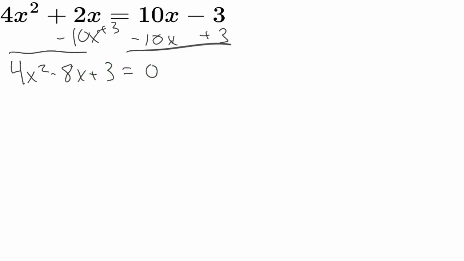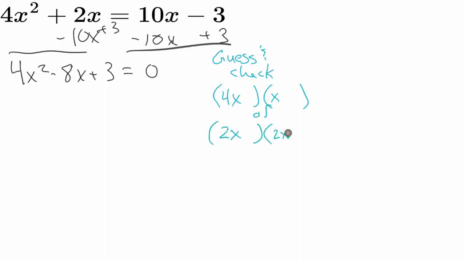Now, this is a decent one to do guess and check. So if we were to do guess and check, you would be able to try 4x and x, or you could try 2x and 2x. So those of you who know what I'm talking about, go ahead and do a guess and check. That'll save you a little bit of time. If that guess and check doesn't make sense to you, no worries. We'll just go ahead and use the AC method, right?